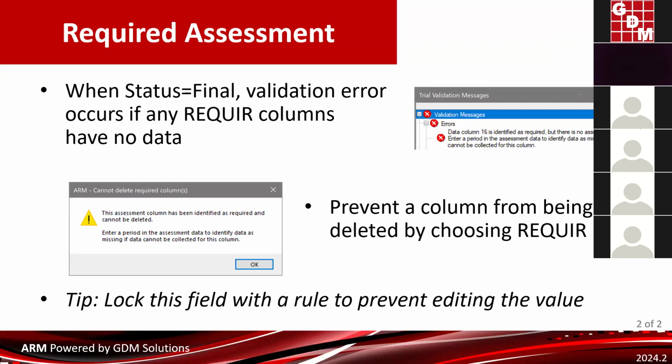A couple of things come from this field. If you mark a column as required, then if you validate a trial that is marked as final, there will be a validation error if that column does not have data. It's a validation to say, hey, this has been marked as required. This assessment was supposed to be performed, and yet there's no data. And this trial is final. It's all done. How come there's no data here? So there is a validation associated with marking a column as required.